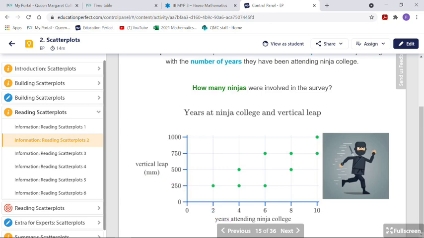Reading them is important so that you can then analyze them. So what we're going to focus on is analyzing. If you analyze something, that means you look at it and see if you can see some things about it, answer questions about it, right? So we're going to analyze these scatter plots. Let's just go to the next section.